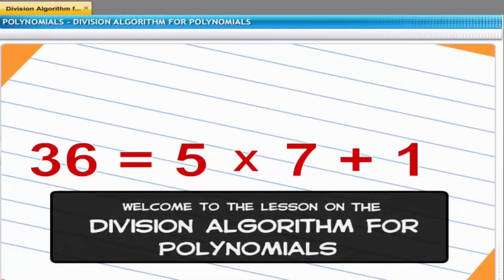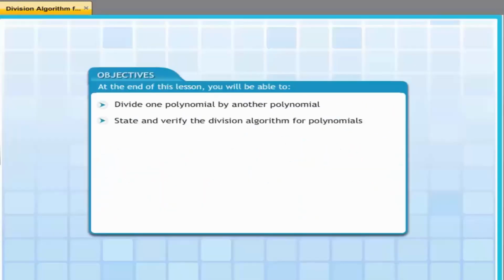Welcome to the lesson on the division algorithm for polynomials. At the end of this lesson, you will be able to divide one polynomial by another polynomial. You will also be able to state and verify the division algorithm for polynomials.